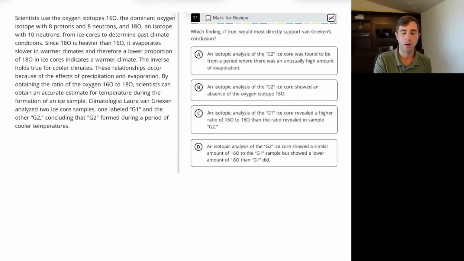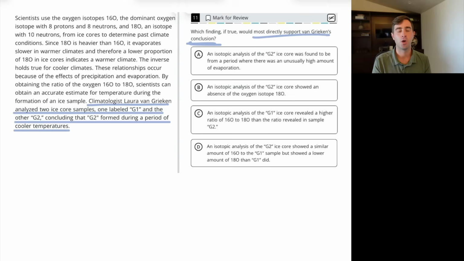The really important part is going to come once we find our conclusion. So climatologist Laura Van Grieken analyzed 2 ice core samples, one labeled G1 and the other G2, concluding that G2 formed during a period of cooler temperatures. Now, once we get here, we're going to go back to the part of the passage which is going to help us understand how we can identify that relationship. So we want to look back at the part of the passage. It's going to talk about what's making stuff warmer or cooler, and therefore we can really truly understand which answer is correct. And that's going to be these 2 sentences here. This is the big part we have to understand.